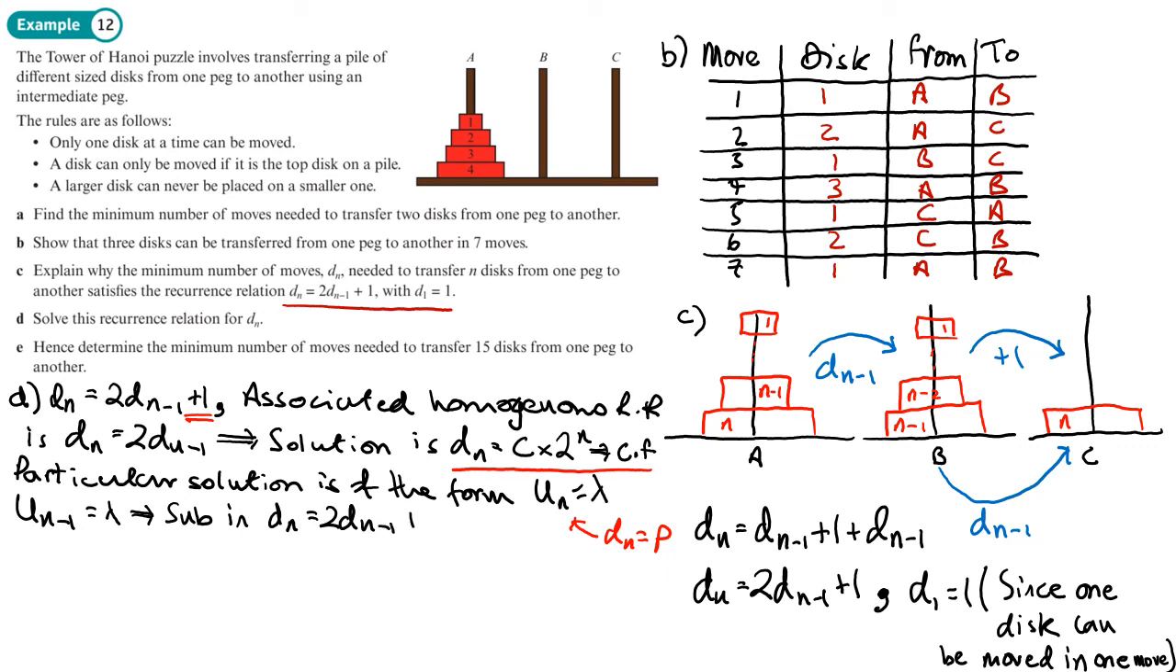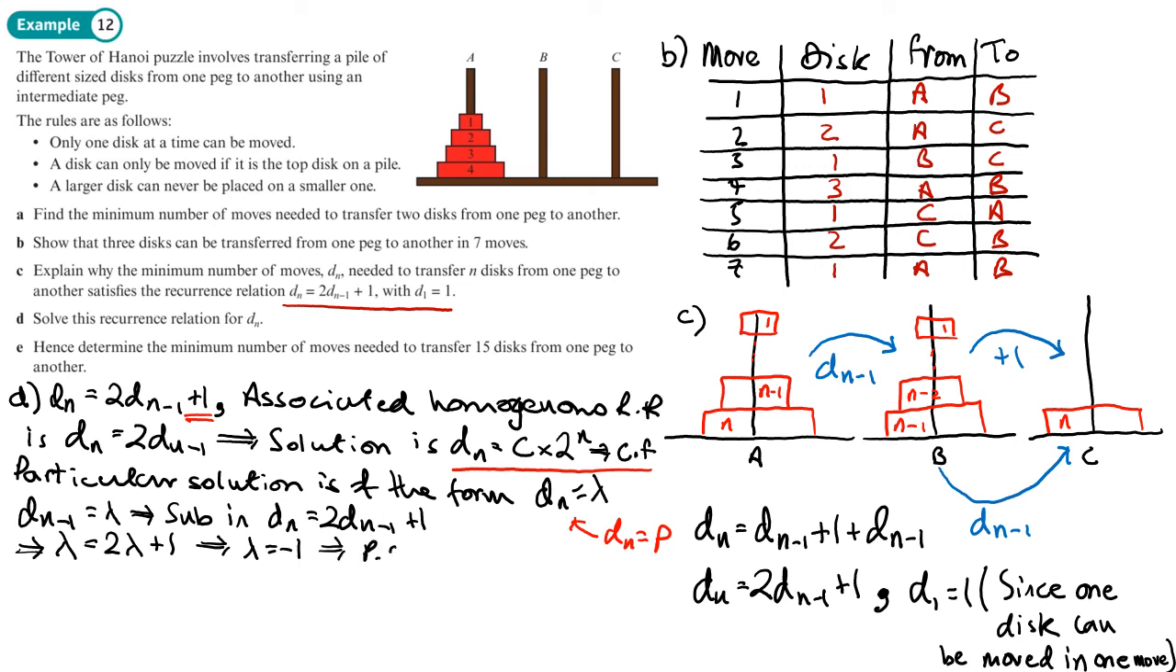We now sub this into the recurrence relation, d_n equals 2d_(n-1) plus 1. I've just realized I've been using u's, so really I should be using d's. So we'll change those u's to d, so there's no confusion. The substitution gives us d_n, which is lambda, equals 2 d_(n-1), which is 2 lambda, plus 1. Rearranging that gives us lambda equals -1.